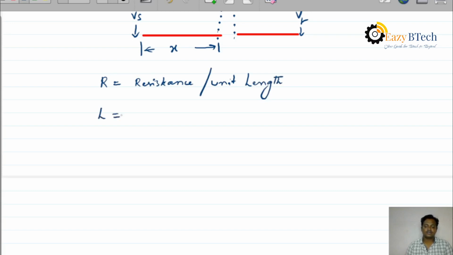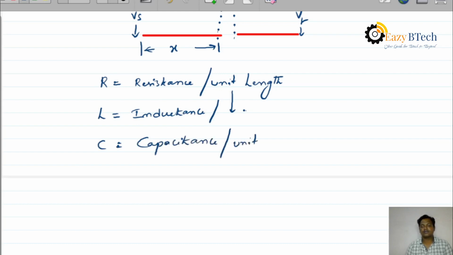L is inductance per unit length. C is capacitance per unit length. G is conductance per unit length.